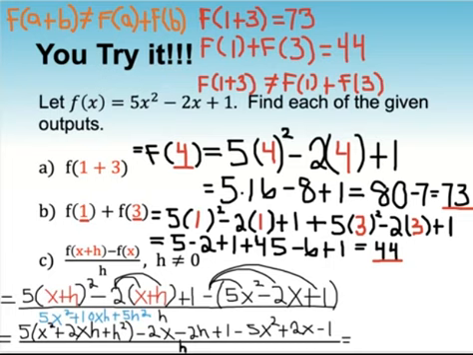So now we can go ahead and cross out anything that cancels. So notice we have a positive 5x squared. That's going to cancel with negative 5x squared. And then we have a negative 2x. That's going to cancel with positive 2x. We have a positive 1. That's going to cancel with negative 1. And so notice here now that we have the 10hx left. We have 5h squared, and we have minus 2h, and that's all divided by h.